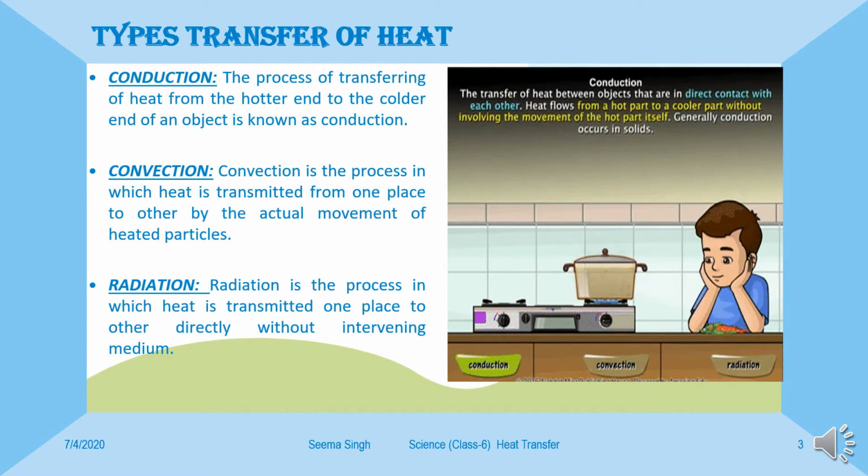Now let's try to understand what the various types of heat transfer are. That is how we can classify the heat transfer process. So here we go. First one is conduction. The process of transferring heat from the hotter end to the colder end of an object is known as conduction. Whenever there is transfer of thermal energy from the hotter part or substance to the colder part or substance, this is termed conduction.